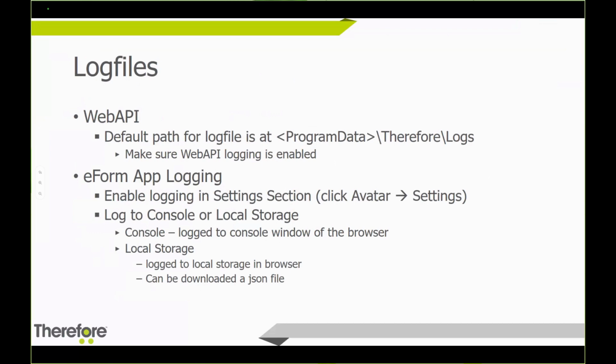And there's also logging on the level of the eForms app, and this logging has to be enabled directly in the eForms app. If you go to the settings section and click on your avatar, there is a settings area, and in the settings area you can define if you want to log to the console window of the browser or if you want to log to local storage. And if you log to local storage, this enables you to download a JSON file as a log file and send it to us for further checking. Quickly showing you both options and both log files.